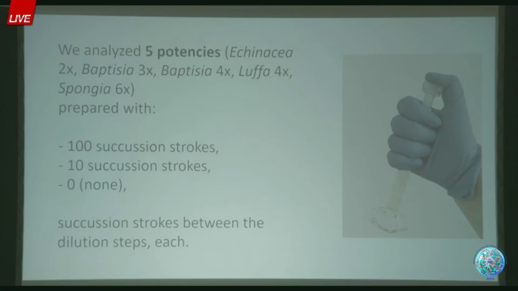We had 5 potencies, which were prepared in 3 different variants each. The first variant was succussed 100 times, the second one was succussed 10 times, and we had one which was not succussed, it was only slightly mixed by hand between the dilution steps. And we analyzed them by means of the droplet evaporation method.